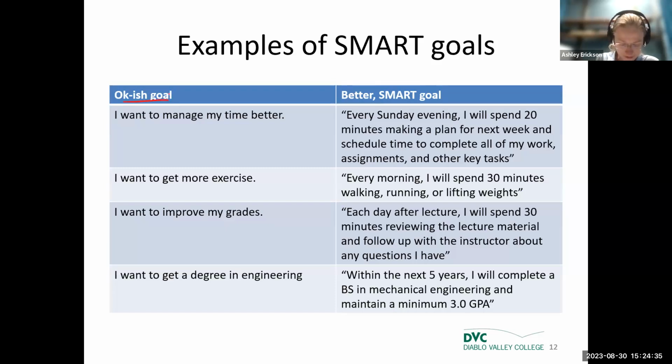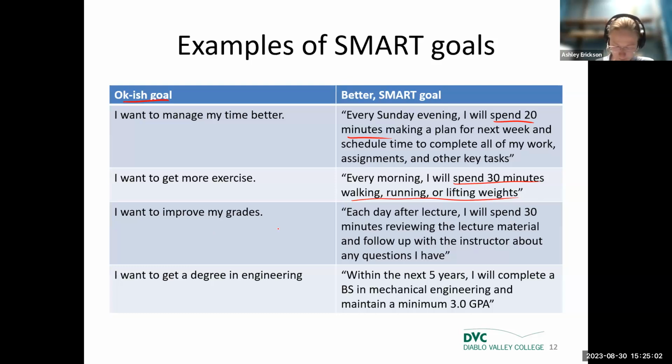An okay goal might be, I want to manage my time. A better SMART goal would be, every Sunday evening, I will spend 20 minutes making a plan for next week and schedule time to complete all my tasks. Or I want to get more exercise becomes, every morning I will spend 30 minutes walking, running, or lifting weights.